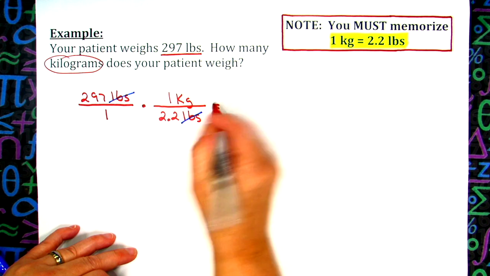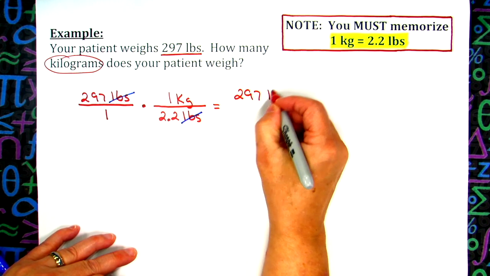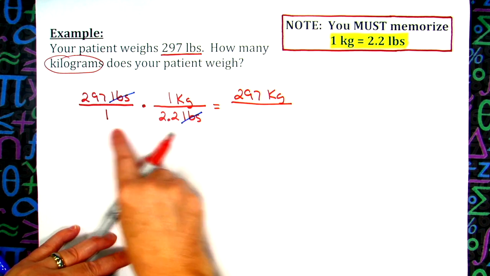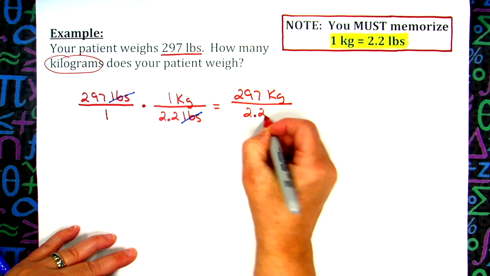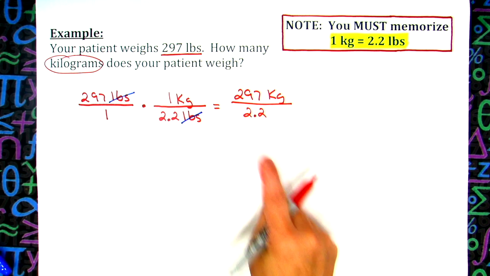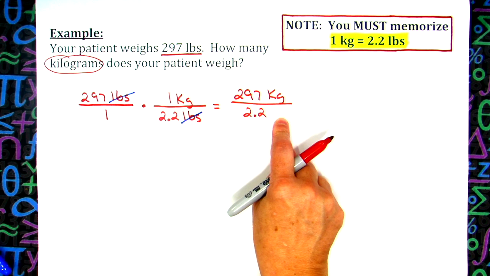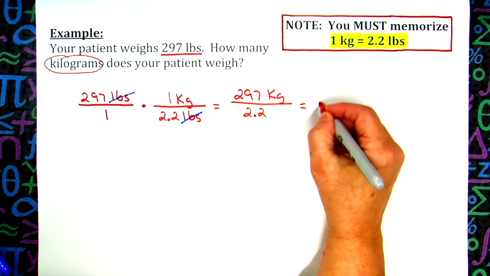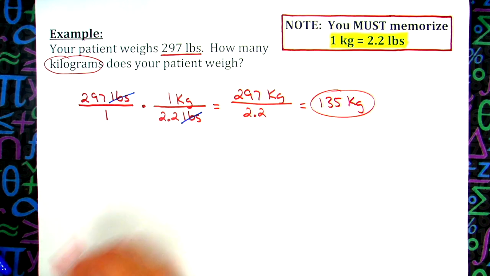Multiplying straight across the top, I'm going to have 297 kilograms. Multiplying across the bottom, 2.2 times 1 is just going to give me 2.2. The only label left is kilograms. How many kilograms? Yes, you are going to have to go one step farther, take a calculator, divide that out, and that's going to be 135 kilograms once you use your calculator.